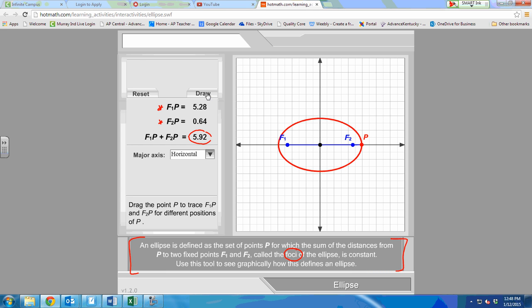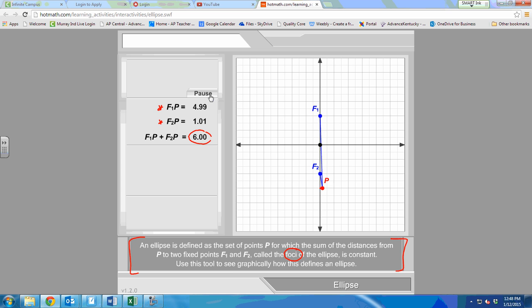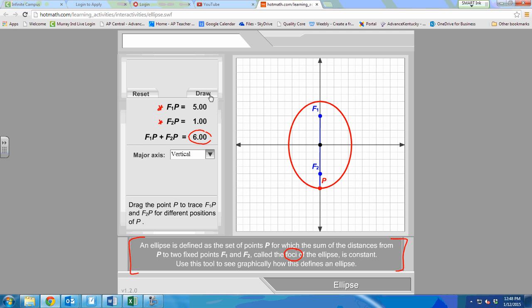You can have a horizontal ellipse. You can also have a vertical ellipse, and it stays the same. Okay? That makes those foci really important. That's the whole hinging of the definition, those 2 points. Without those 2 points, we can't draw an ellipse. All right? Okay.